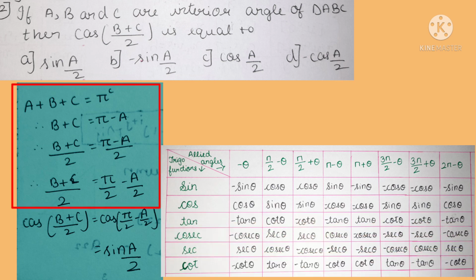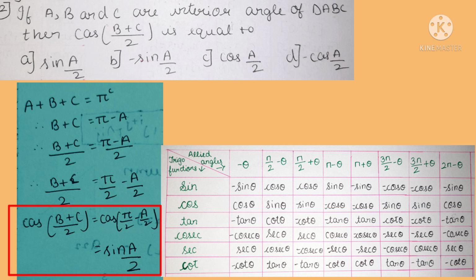Main question: the solution will be A plus B plus C is equal to pi. B plus C is nothing but pi minus A. If we divide by 2, then B plus C by 2 is equal to pi by 2 minus A by 2. Now I'll mention the cos of B plus C by 2. So cos of pi by 2 minus A by 2 is nothing but cos of 90 minus theta, which is sine theta. So the value will be sine of A by 2. Over here it's theta, but in the question it's A by 2, so it will be sine A by 2.